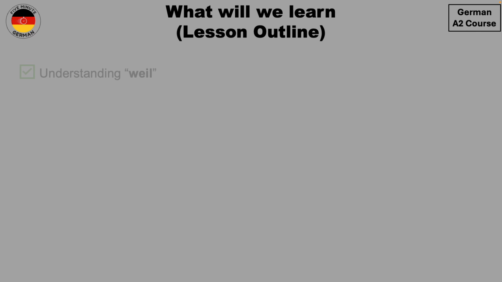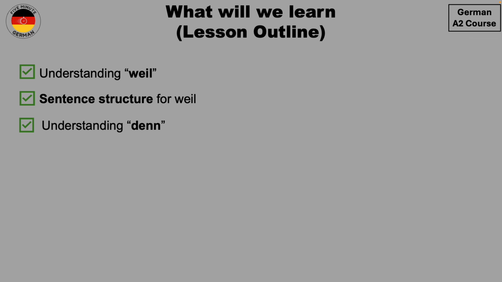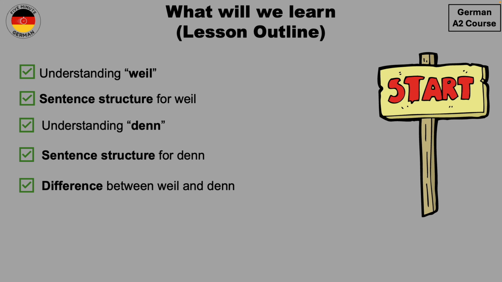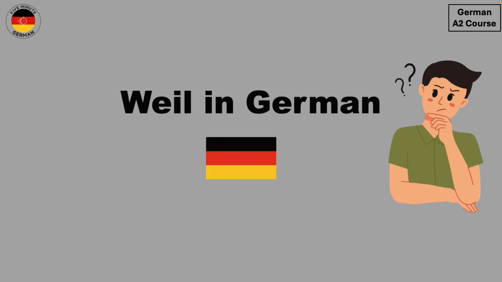So we will start by first of all taking a look at weil and understanding it with different examples. We will also take a look at the sentence structure for weil. After that we will take a look at denn and also its sentence structure. And at the end we will do a comparison between both weil and denn and see what are the differences between them. So let's start by first of all taking a look at weil in German.